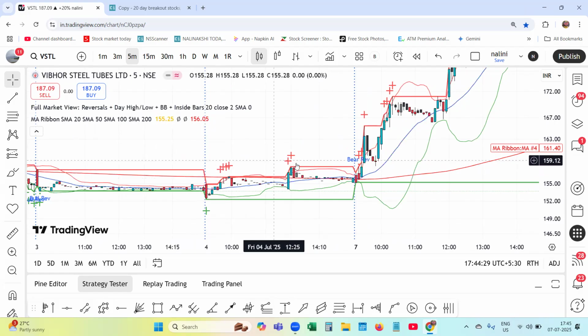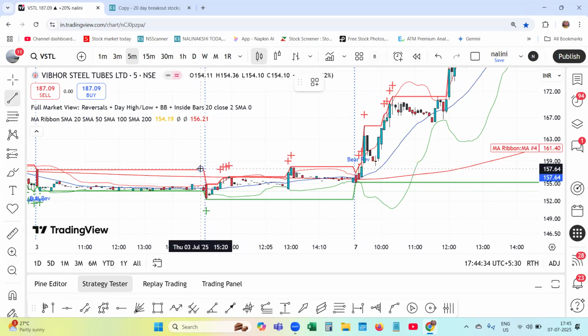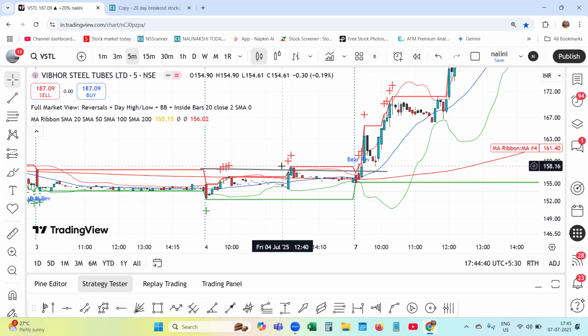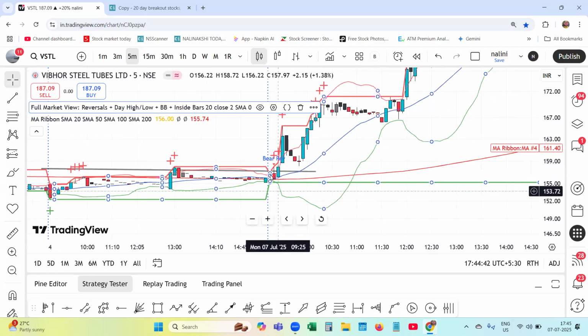These are the day high, day low indicator. If you see from here, if I draw this, clearly it is showing it has made a higher high. And the price is opening above this. So it is perfect. And low is marked in the green. Perfect.